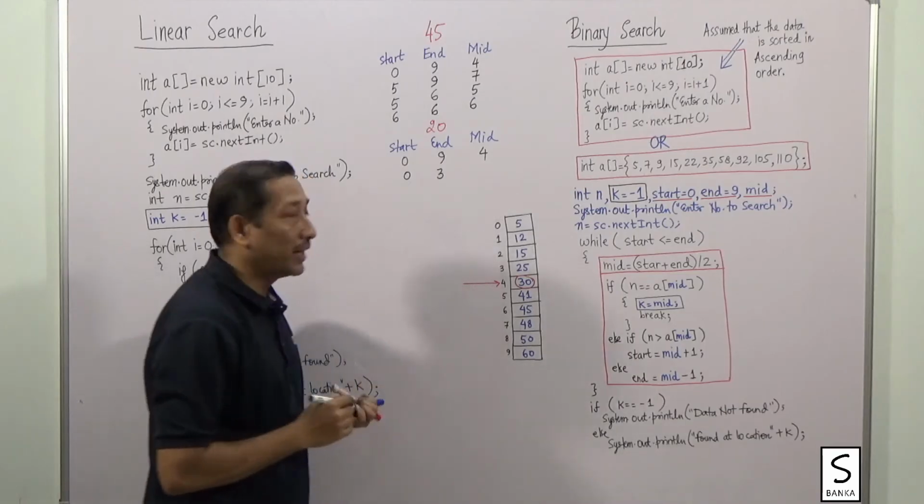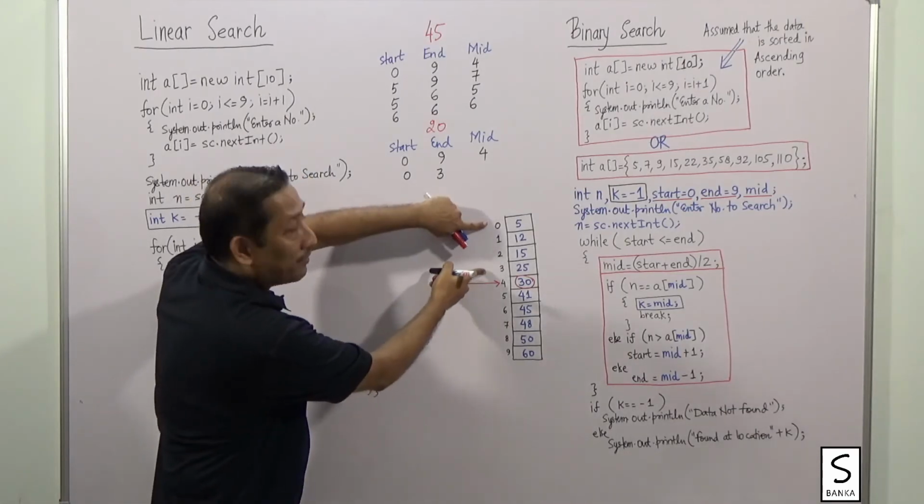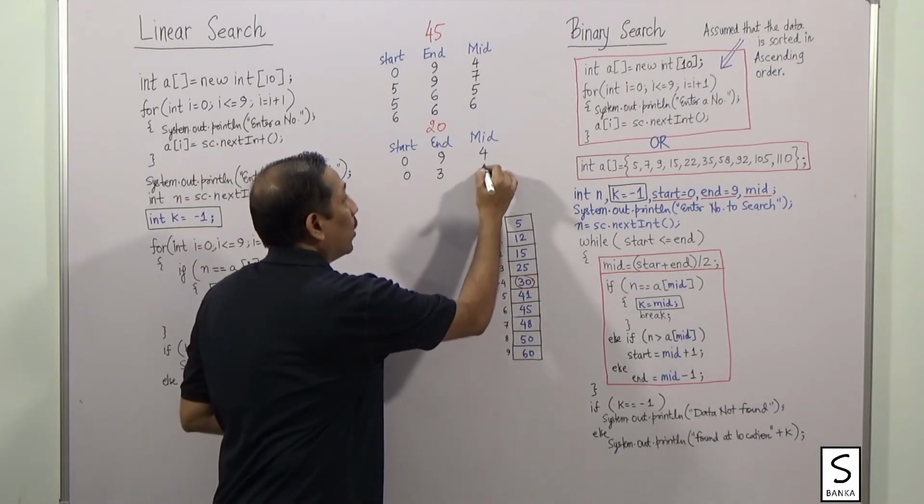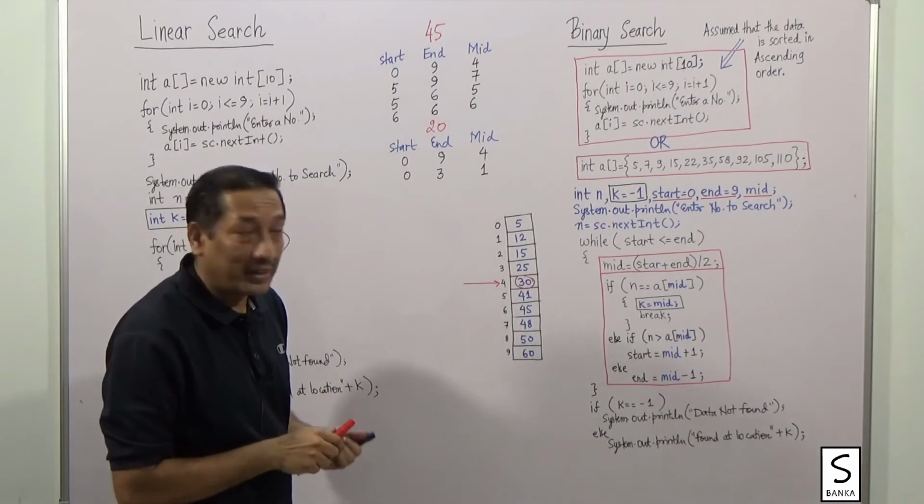So this is the new value. So this is the range now we have. Next round, 0 and 3, the mid will come 1. So the new mid that we get is 1.